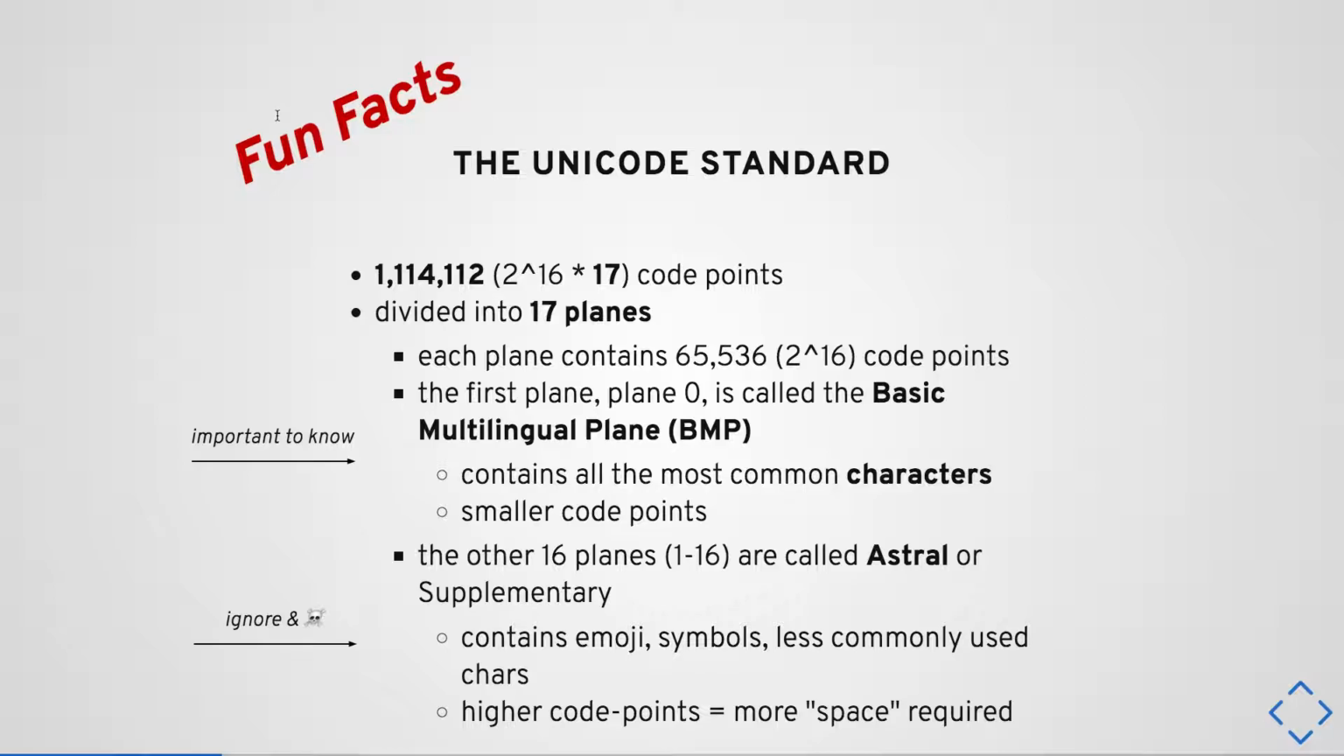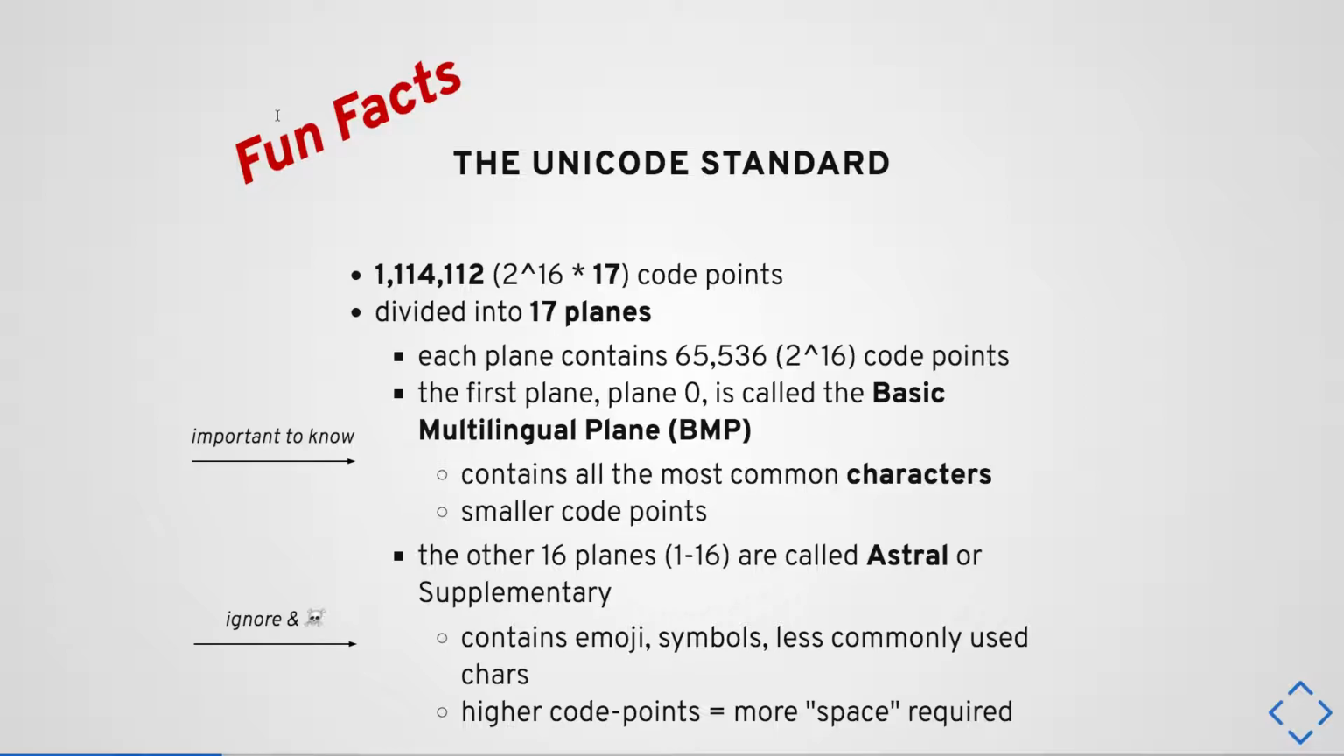But then there are 16 other planes, and those are called the astral planes, which is going to be important in a minute. They can contain a lot of the emoji symbols and some less commonly used characters. They are the higher code points, which basically means that in order to represent them, it requires more space, more memory, more hard drive space, more everything, okay? So these two things are plane 0, the BMP, and the astral planes. Less common, but still you can't ignore it, or else you're going to die, according to that emoji.